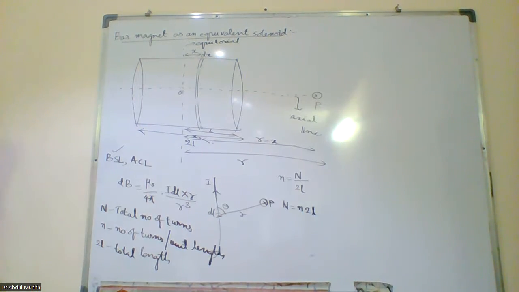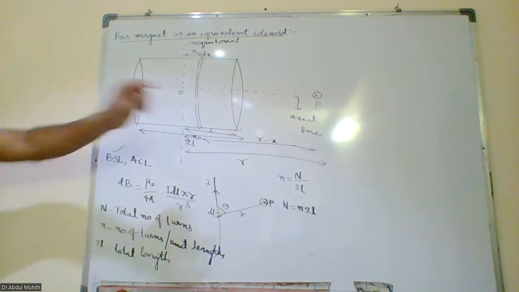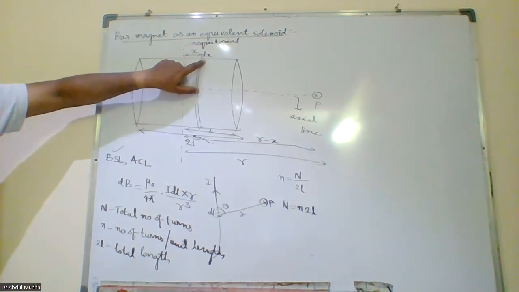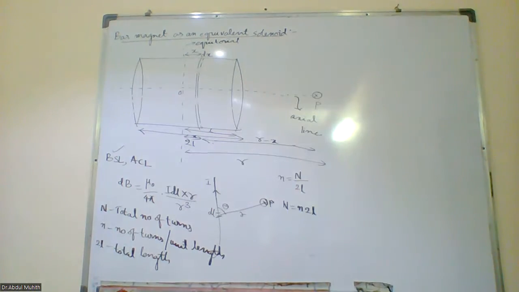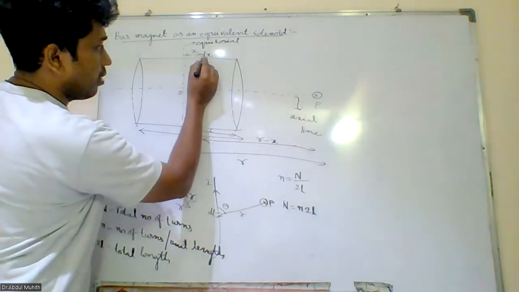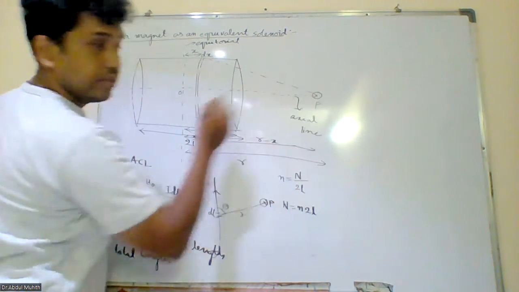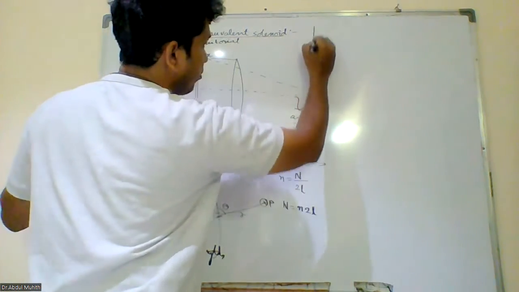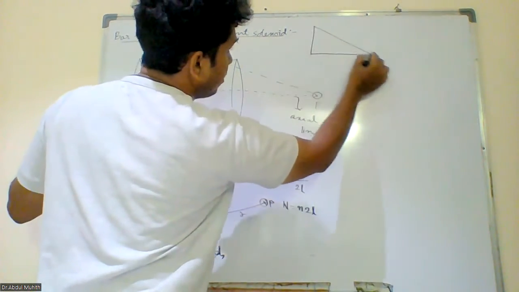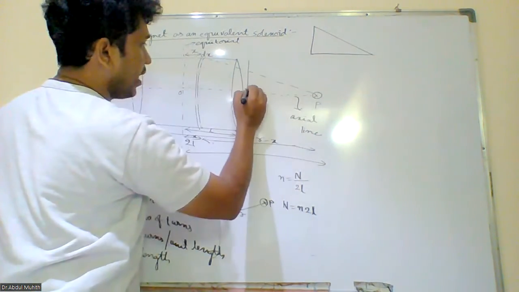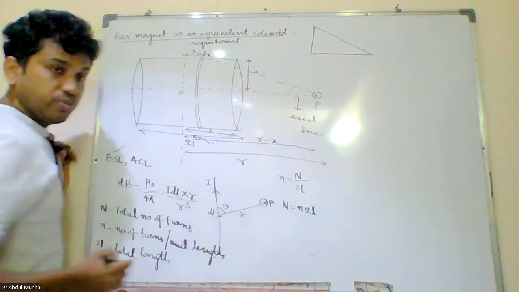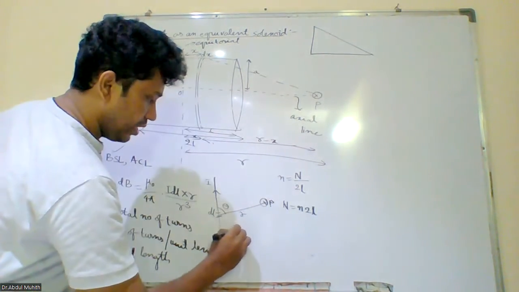Now we want to find out the magnetic field at point P due to this element. Then what do I have to do? I have to make a complete triangle. So I will draw a right angle triangle now. This value is a. Small a is the radius.